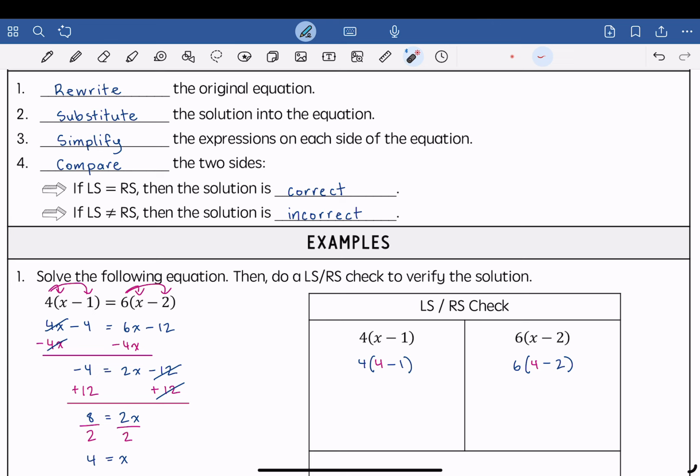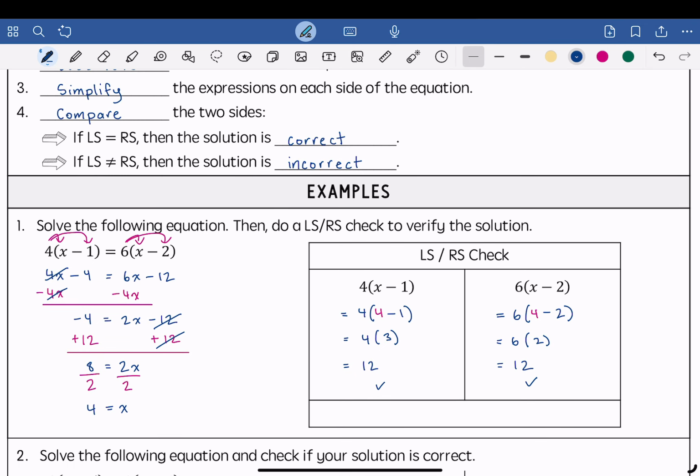So now step 3. We've done substitute the solution into the equation. Step 3 is simplify the expressions on each side of the equation. I'm going to simplify the left side first. 4 minus 1 is 3. So it's 4 times 3, which is equal to 12. Now I'm going to do the same on the right side. We have to do what's in the parentheses first. 4 minus 2 is 2. 6 times 2 is 12. So the left side is equal to the right side. Since left side equals right side, the solution is correct.